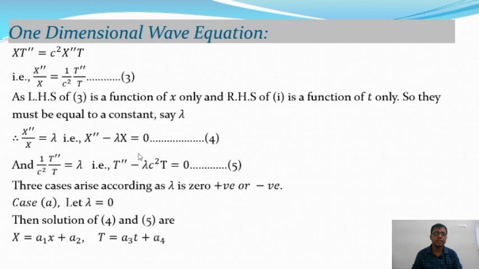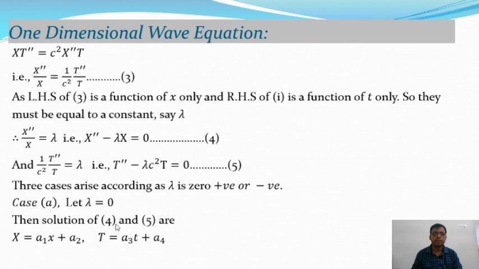When we put lambda equal to 0 we get a solution, and when lambda is greater than 0 and when lambda is less than 0 we get different solutions. That means the solutions of equations 4 and 5 are dependent on lambda. So there are three cases according to lambda. First case, let lambda be equal to 0.